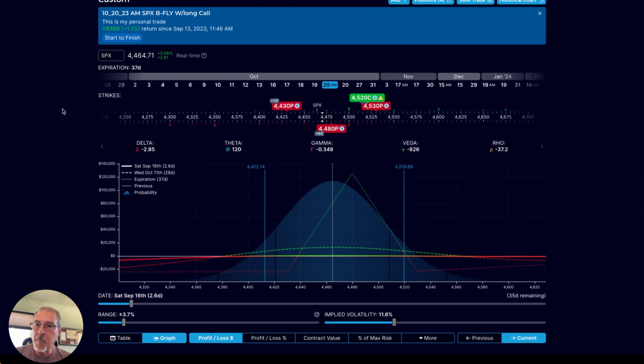So this is going to be the next in the start to finish series, and I just thought I would share one of my actual trades.